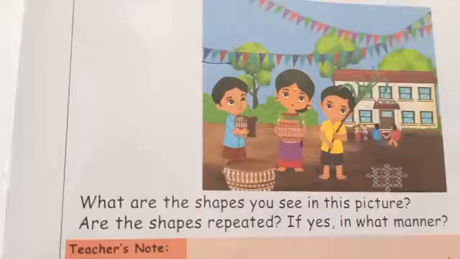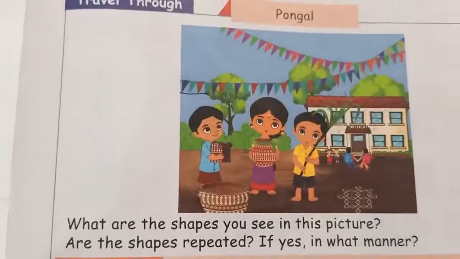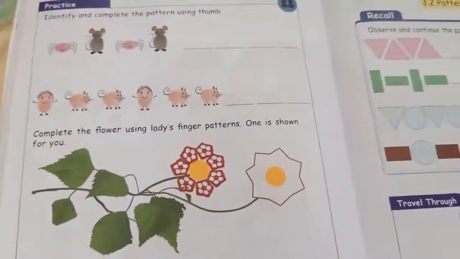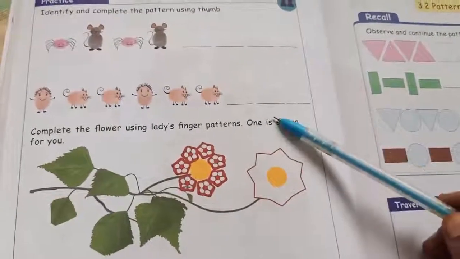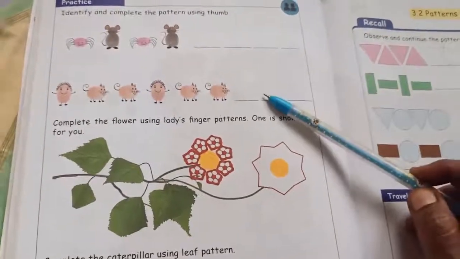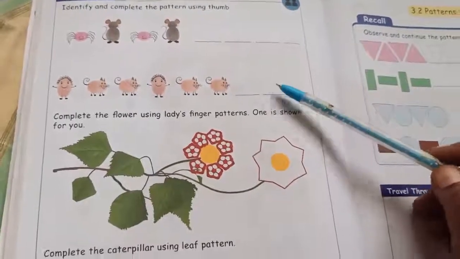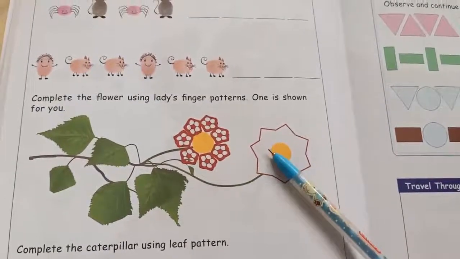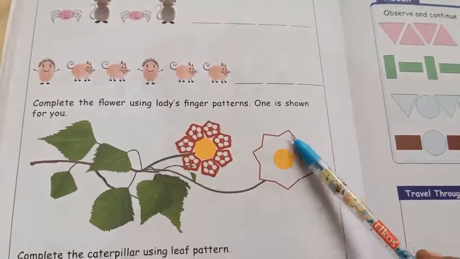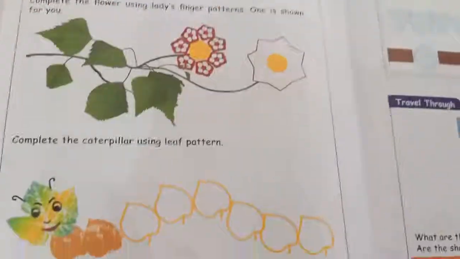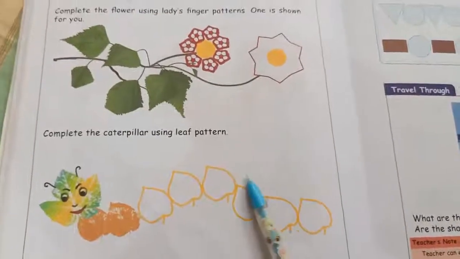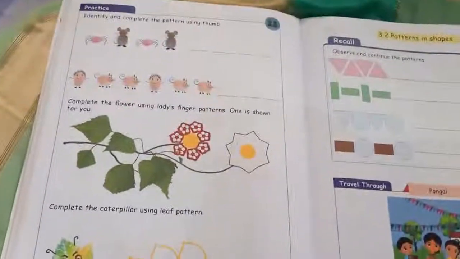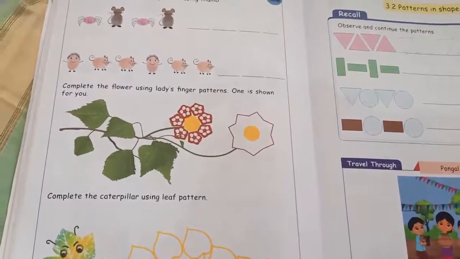Okay, thank you. Next class we will see. Today's homework is page number 42. You have the practice sums. First two, use thumbprint after you complete these two dashes. After that, use the lady's finger, after you complete this flower. Using lady's finger, you keep the impression after you complete this flower. Next, the third one, use the leaf after you complete this caterpillar. So this page number 42 is your homework part. So neatly complete this page.